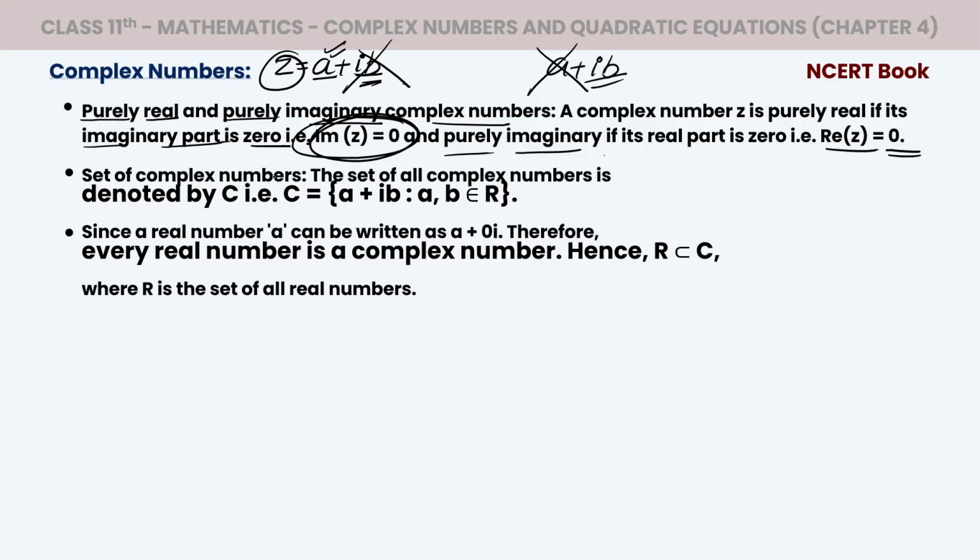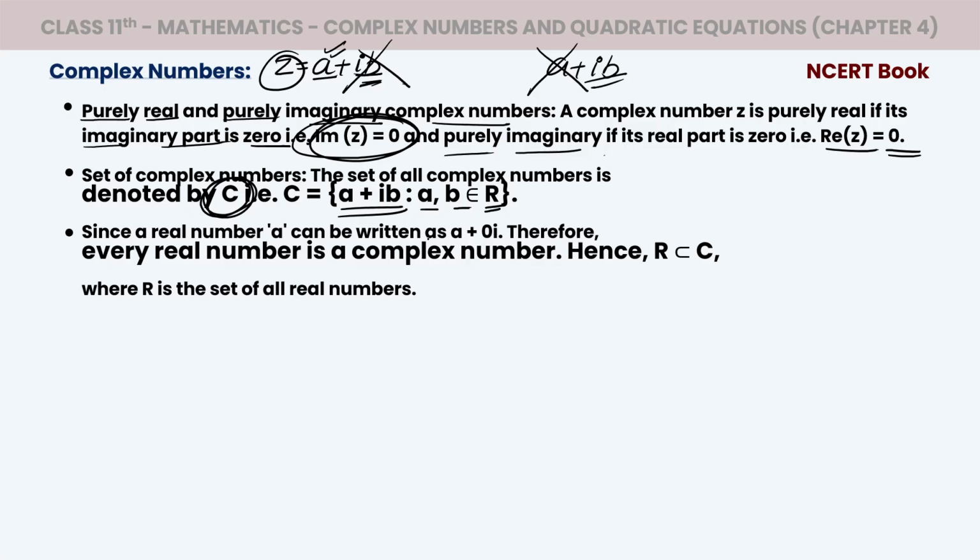Now the set of complex numbers, the set of all complex numbers, is denoted by C. Every set is denoted by a letter, and the set of complex numbers by C. What form does it take? We have discussed: it is equal to a plus iota b, where a and b belong to R. R is the set of real numbers.